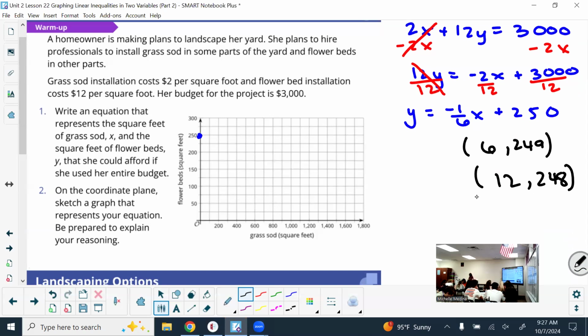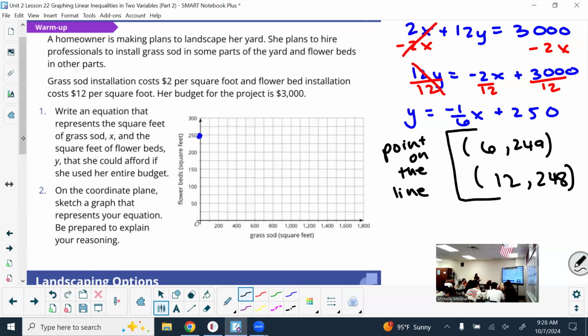Because in the next part of the activity, you have some bullet points. It says, in this situation, what does a point on the line mean? You could use one of these 2 as your point on the line, as an example. And when I ask you what they mean, well, relate it back to the real world situation. 6 what? 249 what? Go back and reread it and be able to tell me what this means.